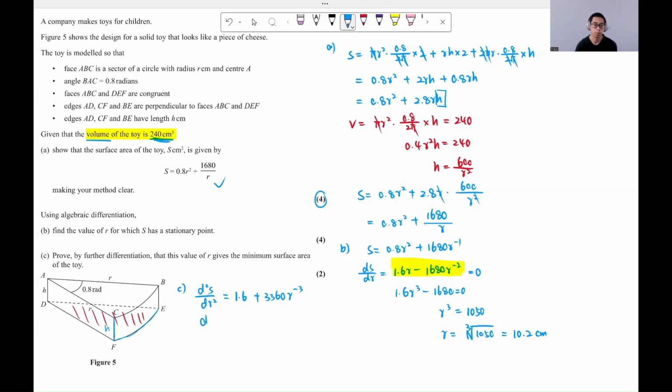And now substitute in the value, which is 10.2. So we have 1.6 plus 3360 times 10.2 to the power -3. That should give us a positive value. 1.6 plus 3360 times 10.2 to the power -3 is 4.7662, which is more than 0. So therefore, that is a minimum.